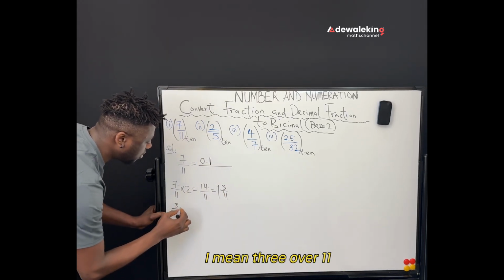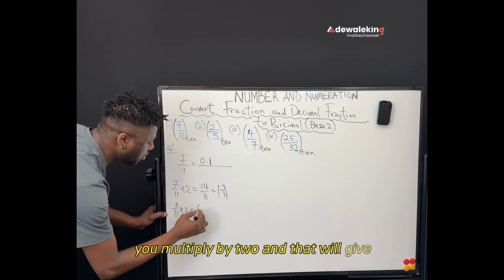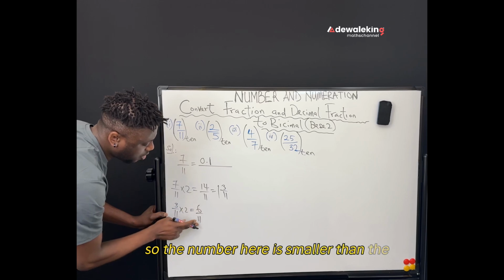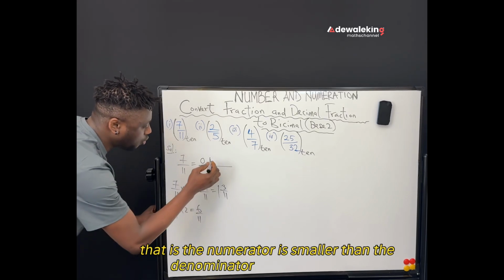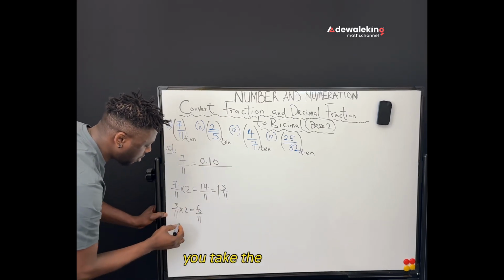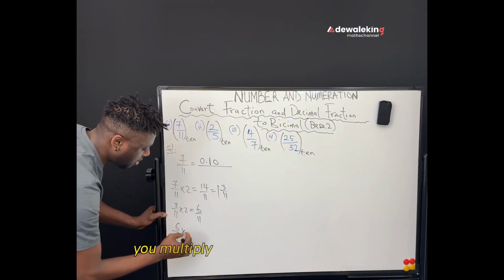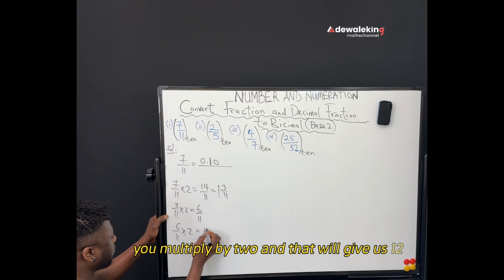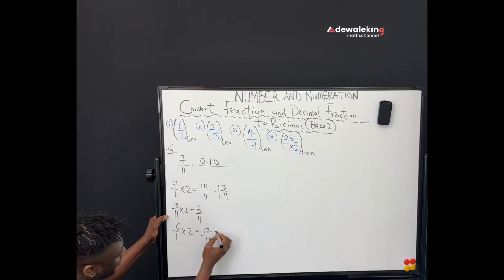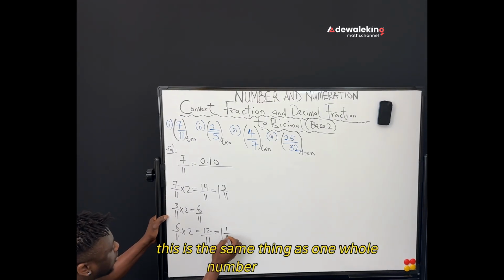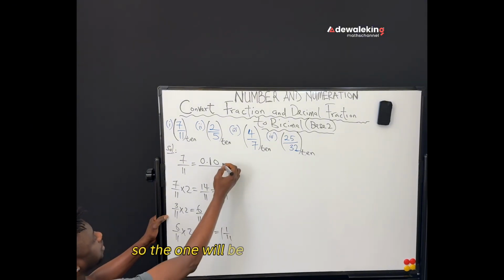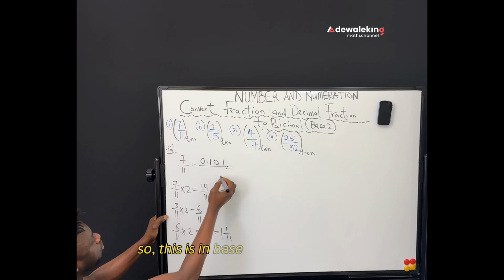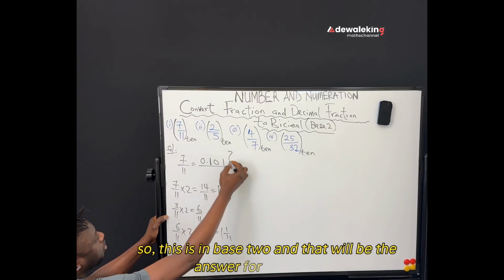3 over 11, you multiply by 2, and that will give us 6 over 11. So the numerator is smaller than the denominator, so you write 0. You take the number again, you multiply by 2, and that will give us 12 over 11. This is something as one whole number 1 over 11. So the 1 will be written here, and this will go on and on. So this is in base 2, and that will be the answer for number 1.